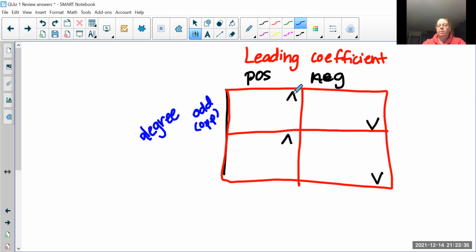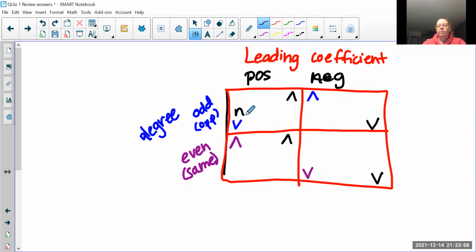So that means if it's ending positive, it must have started negative. And if it's ending negative, it must have started positive, because they have to be opposite of each other, because it's odd. If it's an even number, then it needs to start the same way. So if it's ending positive, it needs to also start positive. If it's ending negative, it needs to also start negative.